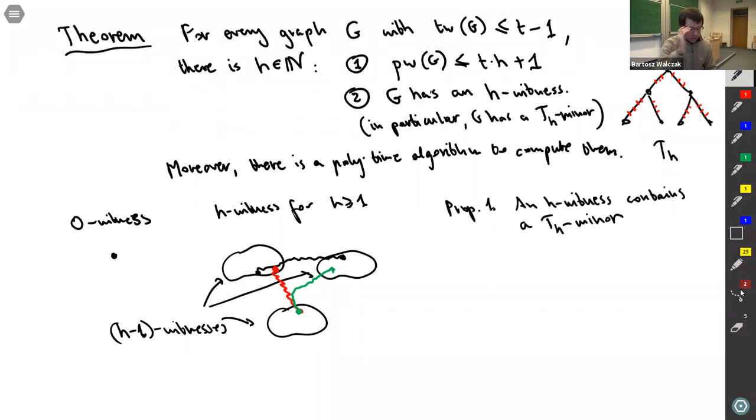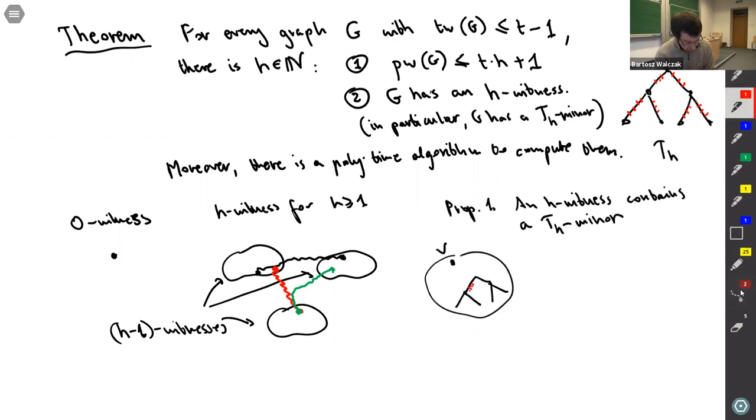So the proof goes by induction over this construction, which is here. And we need to prove something slightly stronger, namely, we need to prove that if we have an H witness, suppose that this is an H witness, and select any vertex, whichever vertex we choose here, there exists a T_h minor or a subdivision of this T_h somewhere here.